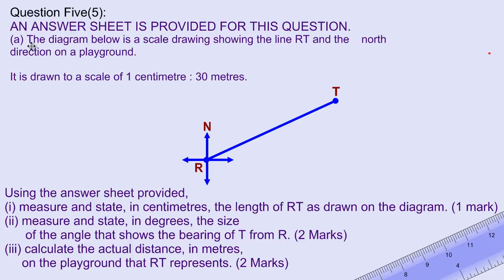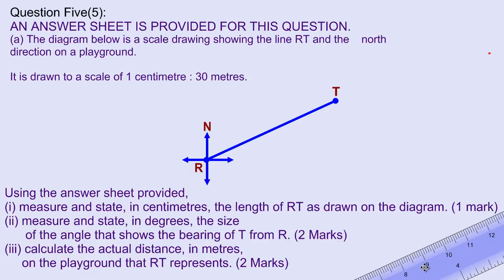Okay, my friends? Good. Now, in part A, it states the diagram below is a scale drawing showing the line RT and the north direction on a playground. It is drawn to a scale of 1 centimeter to 30 meters. Here we have the drawing from R to T, and there we have our north direction. Using the answer sheet provided, in part 1, they're asking us to measure and state in centimeters the length of RT as shown on the diagram, and that's an easy one.